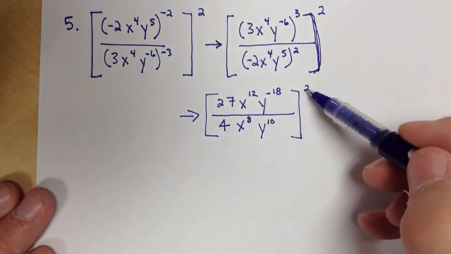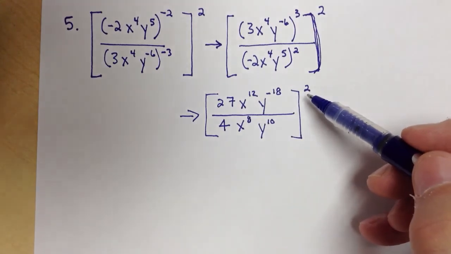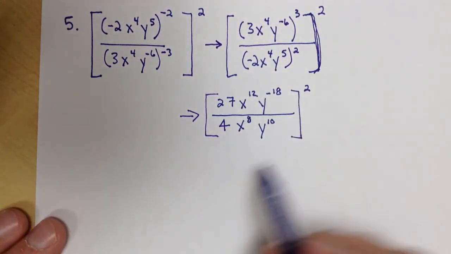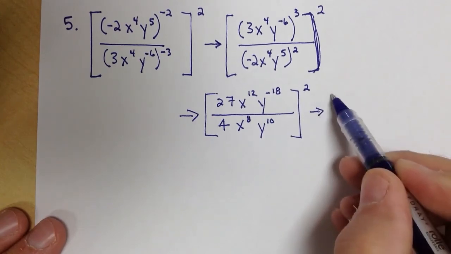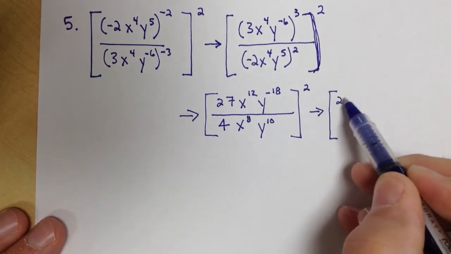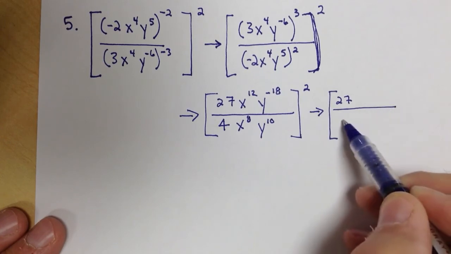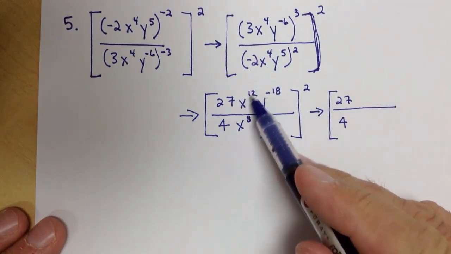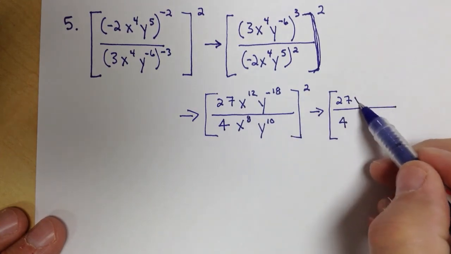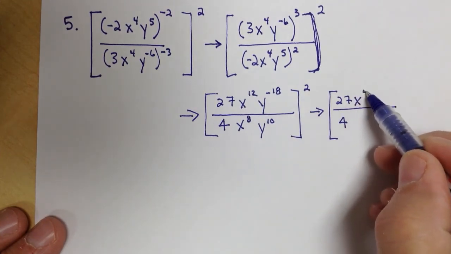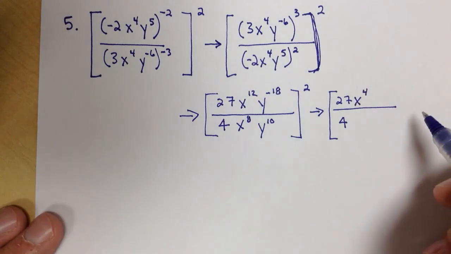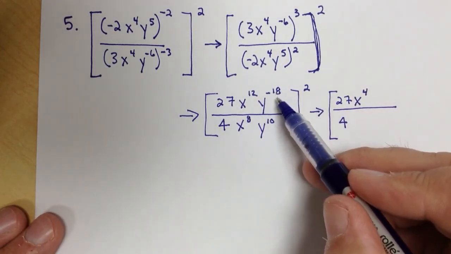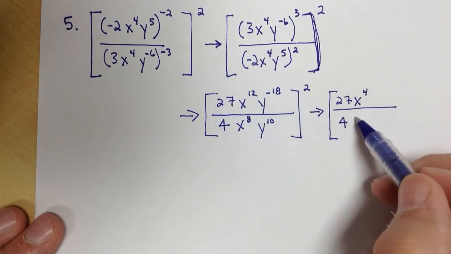You can work power to a power again, or you can simplify first. I'm going to go ahead and simplify first. So this would give me nothing to do with the 27 or the 4 because nothing goes into them. X to the 12th over x to the 8th is x to the 12 minus 8, so that'd be x to the 4. Y to the negative 18 can come to the bottom.